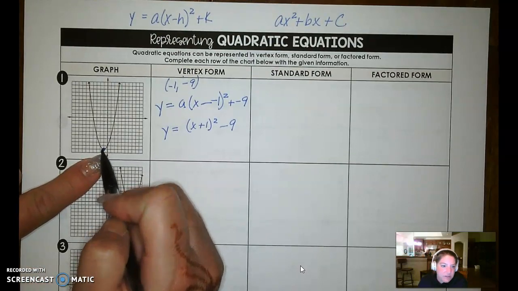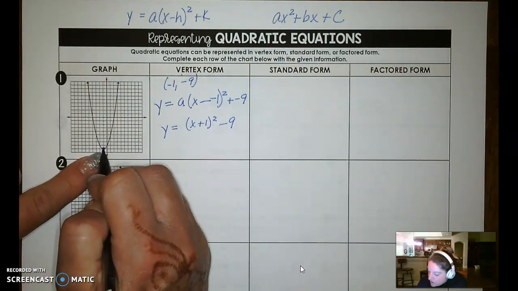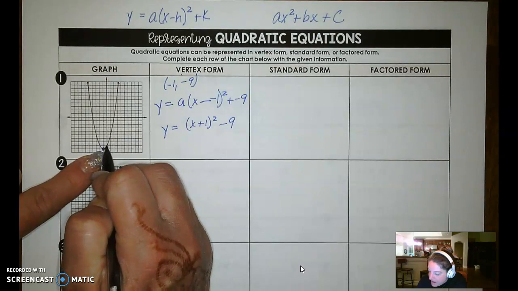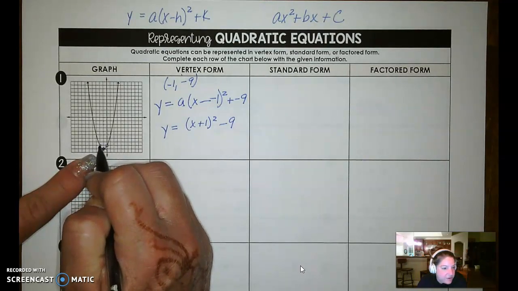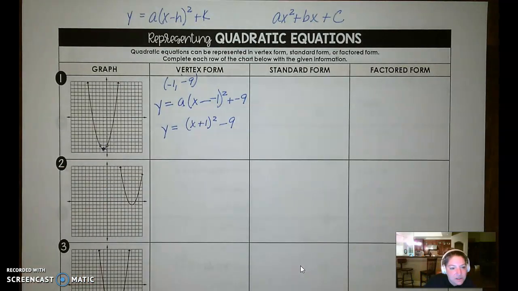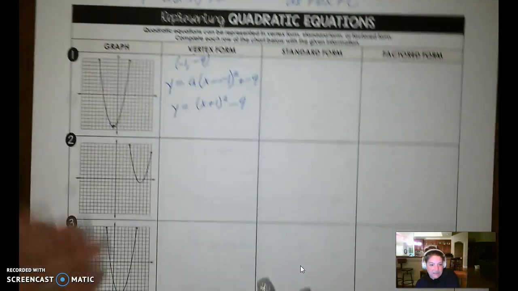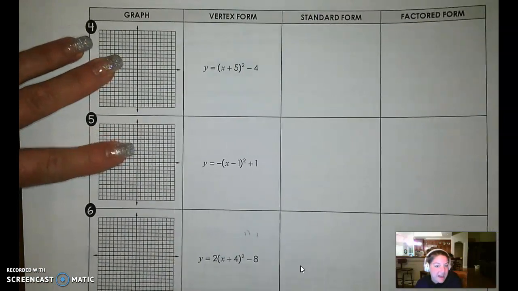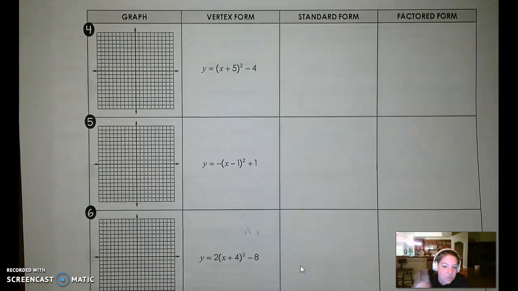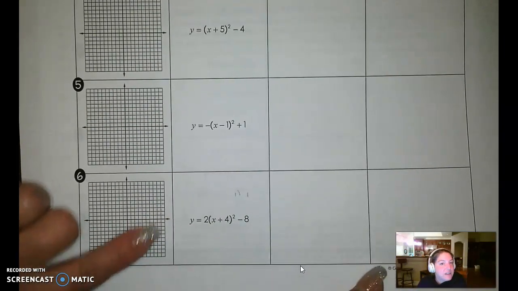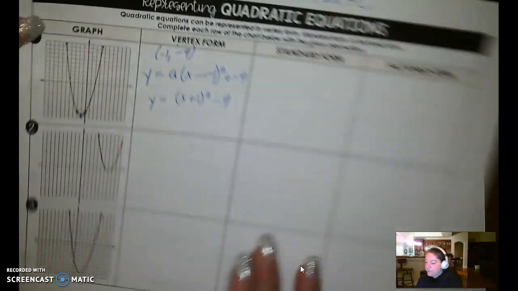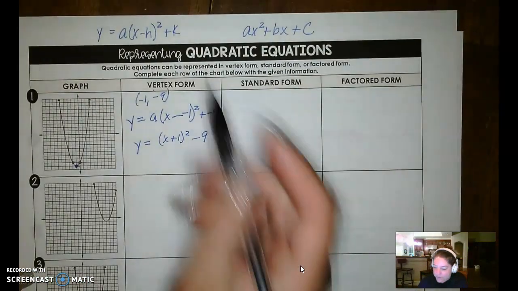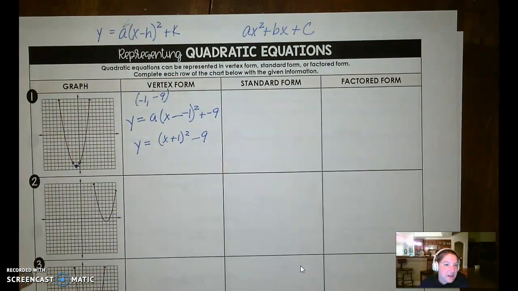And if you take your vertex and you go over 1 and then up 1, if it hits this point right here, then your A value is 1. Now I will tell you that all of these numbers 1, 2, and 3 and then 4 and 5 on the back, all of the A values are 1. There's only one that's different, and you'll kind of see how that works. I wanted to start simple with you and just do the ones where A is 1.